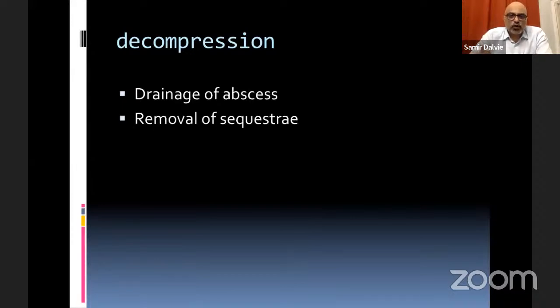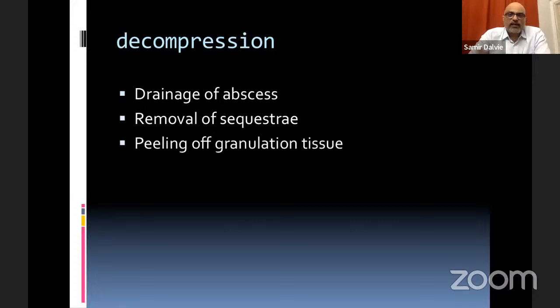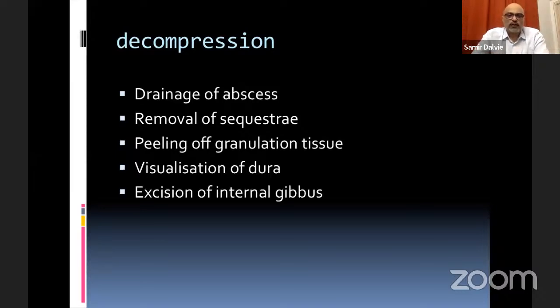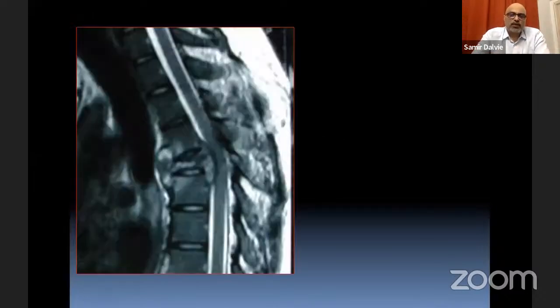In decompression, what do we do? We drain the abscess, we remove the sequestrae, and peel off the granulation tissue till you visualize the dura. Now, there's one thing I must tell you: in TB, you don't have to remove every last bit of tissue, because ATT will also work. You just need to have a gross clearance and a gross decompression. So don't just go on digging around the cord. And if there is an internal gibbus, you need to remove that.